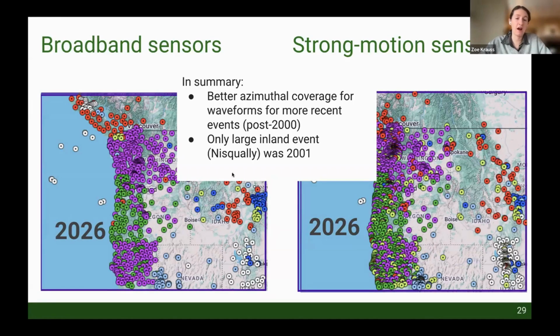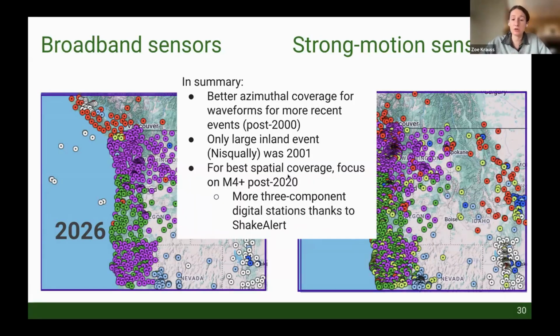The only large inland event, the Nisqually, was in 2001. So that's before we had a lot of these really dense stations. Another thing to keep in mind is that for the best spatial coverage, it would be best to focus on M4 plus post 2020. Like I mentioned, that's when we have those 3-component digital stations thanks to ShakeAlert.